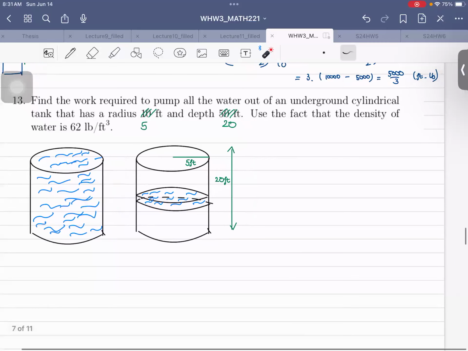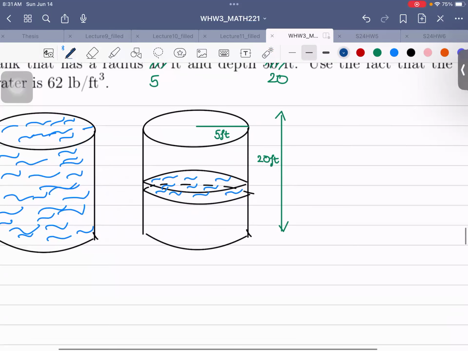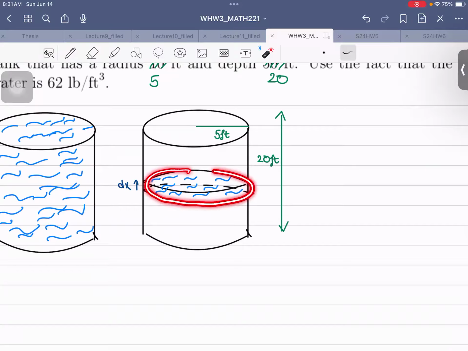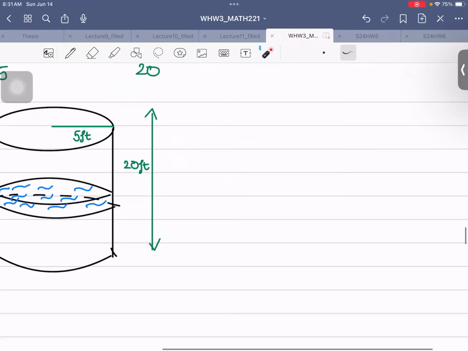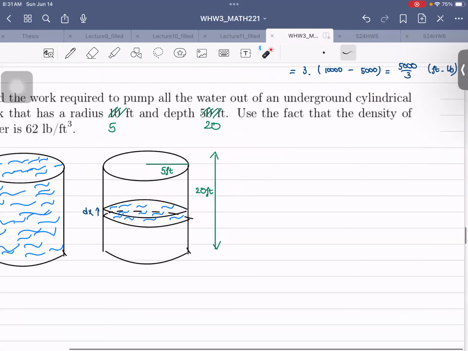So over here I would use the ideas of discretization. Let me assume that the thickness of the layers is dx. You need to find the mass of the layer, and then the force needed to lift it up. To pump this out of the tank, you need to find the force, and then take the force multiplied by the distance it has to travel.